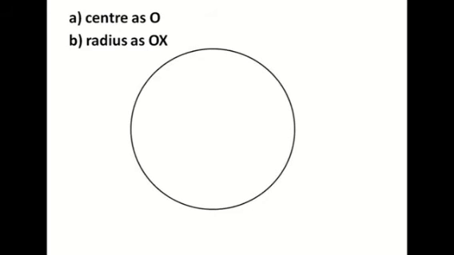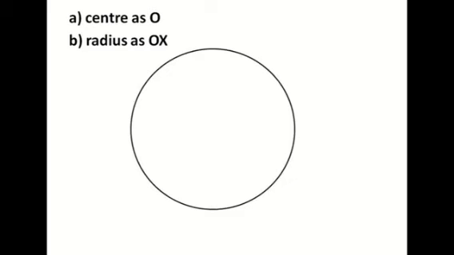Have you started drawing the circle? Take the radius as 2.5 centimeter. Use your compass. The pencil tip should be sharp. Draw neatly. Have you drawn? I hope you have completed.